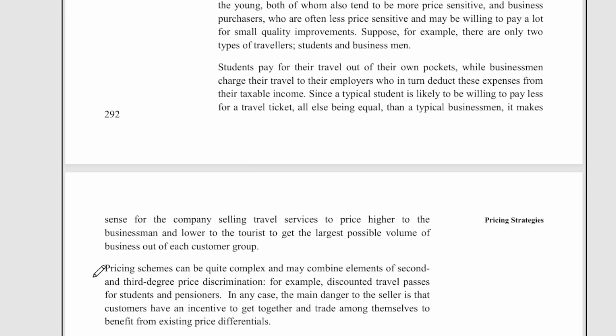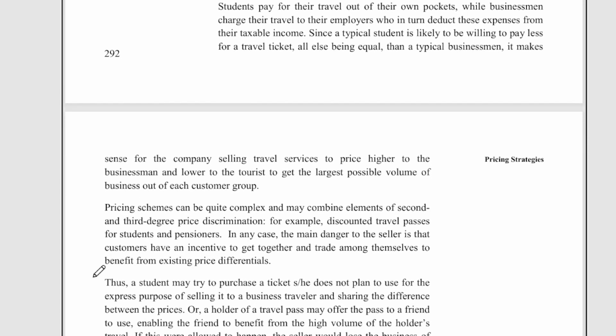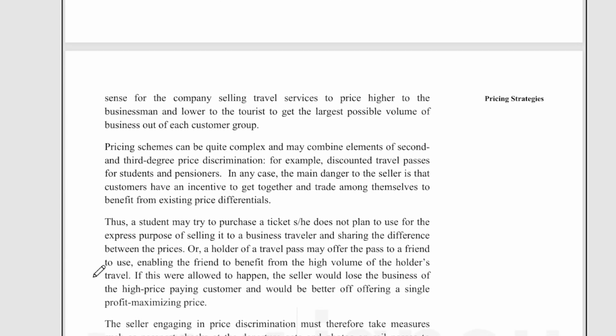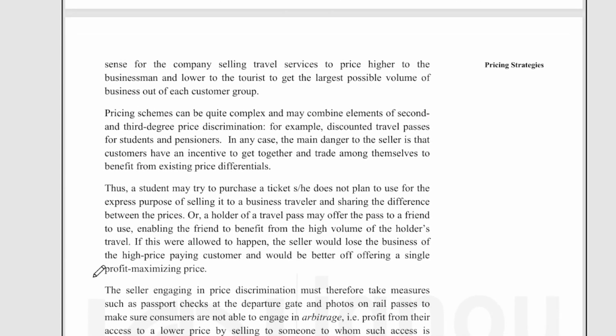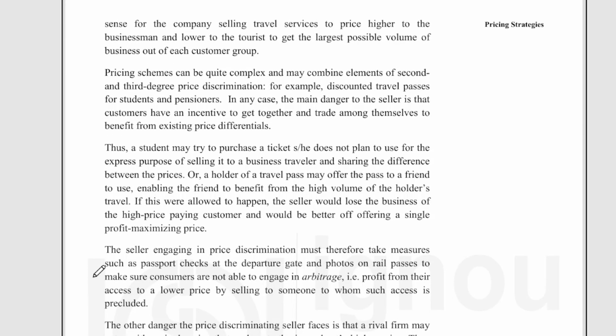Suppose, for example, there are only two types of travelers, students and businessmen. Students pay for their travel out of their own pocket, while businessmen charge their travel to their employers, who in turn deduct these expenses from their taxable income. Since a typical student is likely to be willing to pay less for a travel ticket, all else being equal, than a typical businessman, it makes sense for the company selling travel services to price higher to the businessman and lower to the student to get the largest possible volume of business out of each customer group.